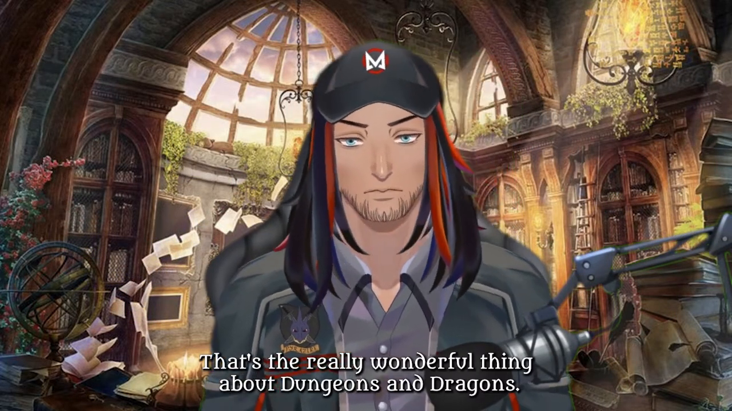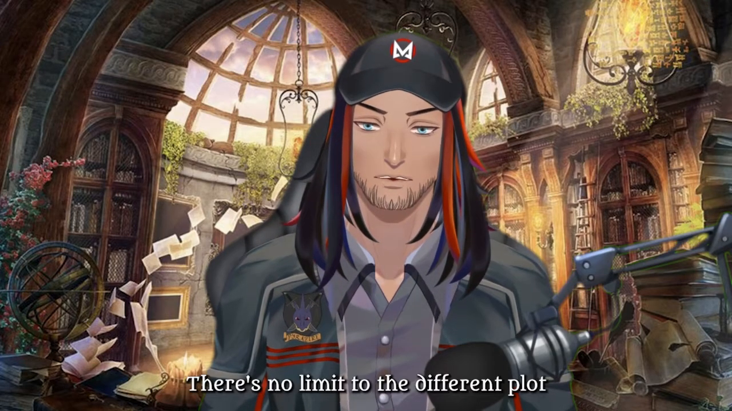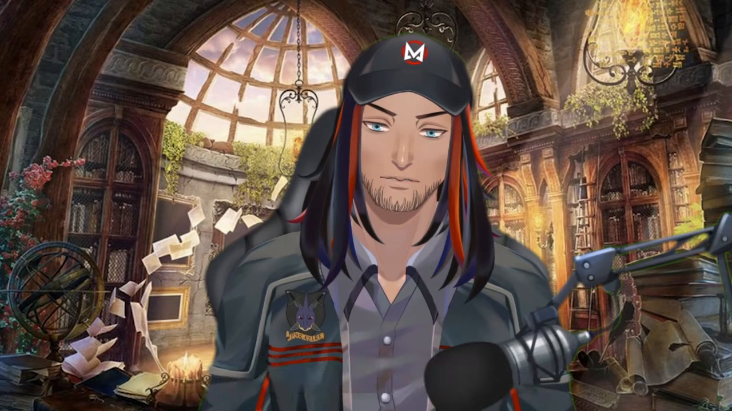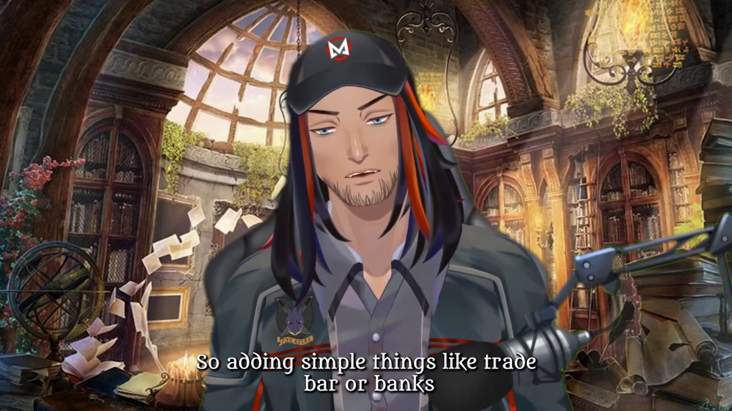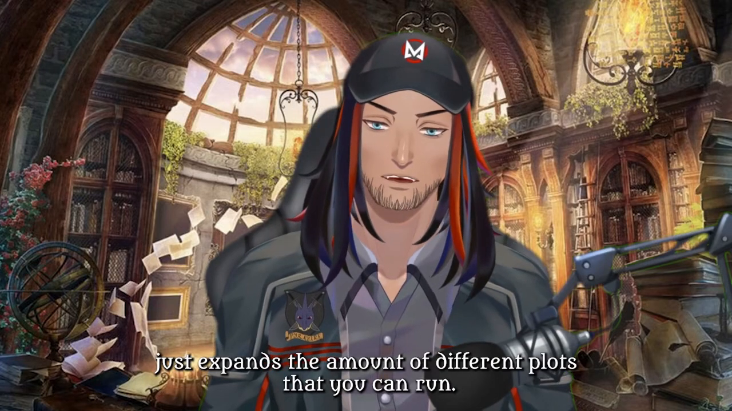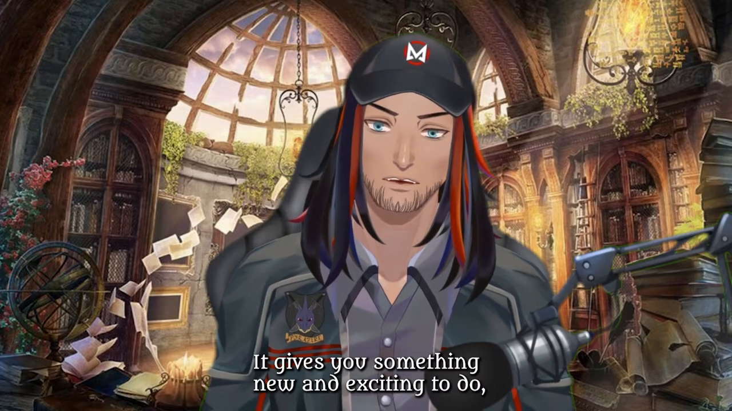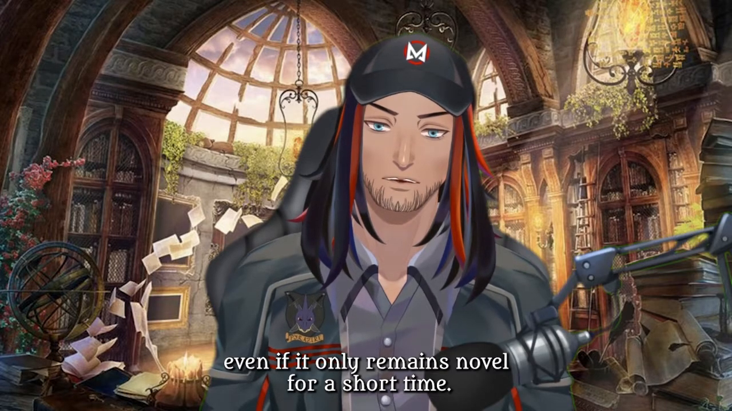That's the really wonderful thing about Dungeons & Dragons. There's no limit to the different plot hooks and storylines that a DM can throw at the players. So adding simple things like trade bar or banks just expands the amount of different plots that you can run. It gives you something new and exciting to do, even if it only remains novel for a short time.